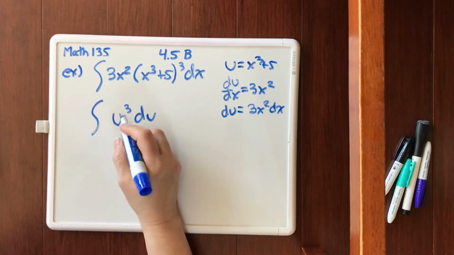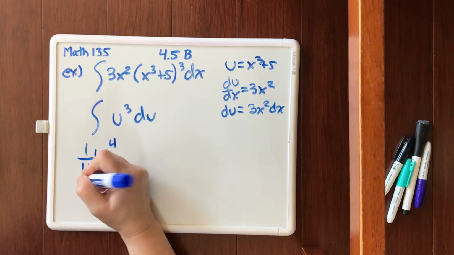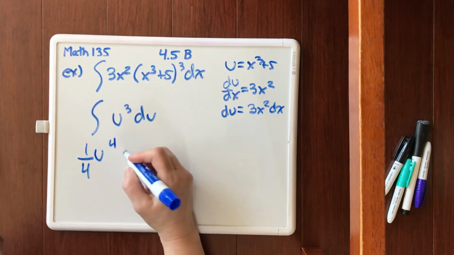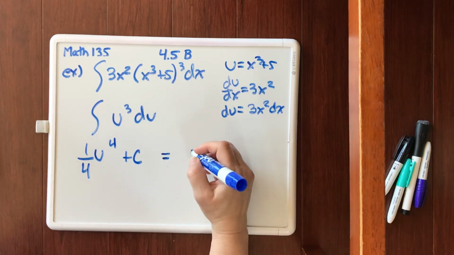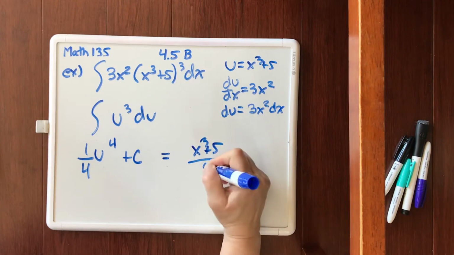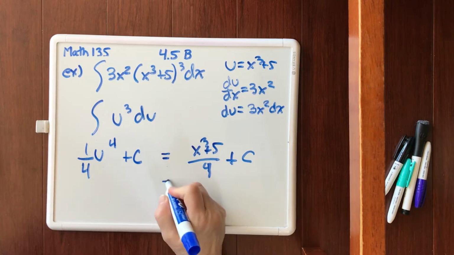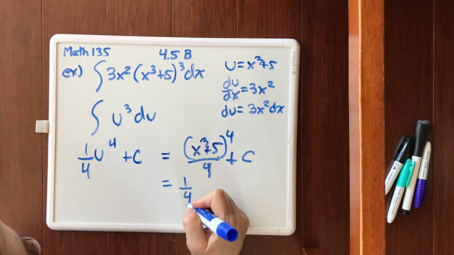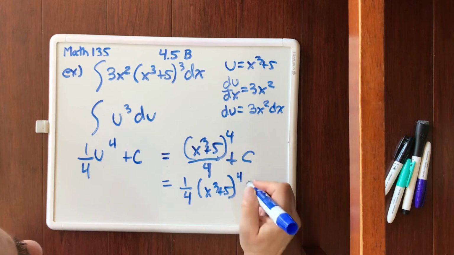Okay, so integrating this, we add 1. We have 4, divide by 4, multiply by the reciprocal, okay, plus c, and then we replace our u, which is (x cubed plus 5) over 4 plus c. You could also write it to the fourth power. And it is okay to write it this way. I'll accept either way in a test. Okay?